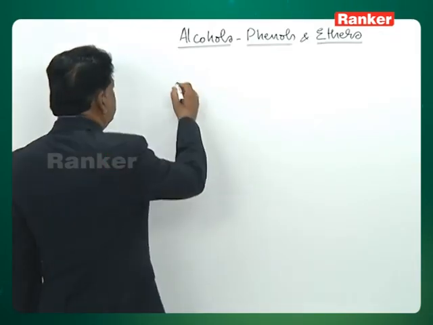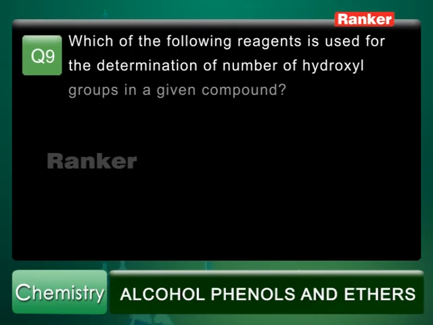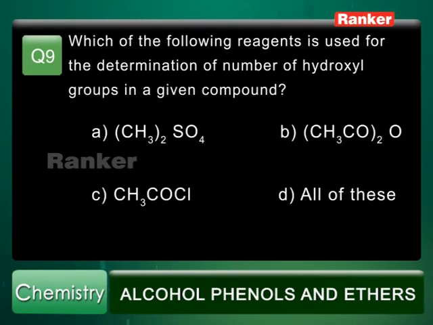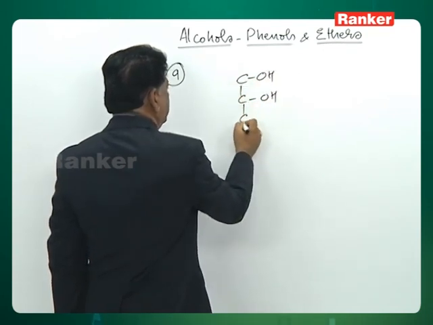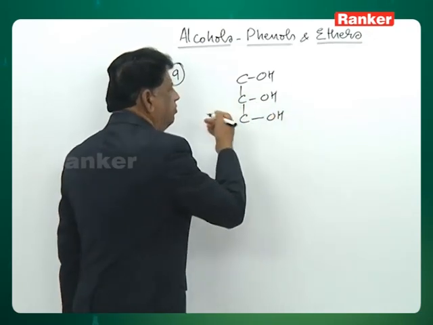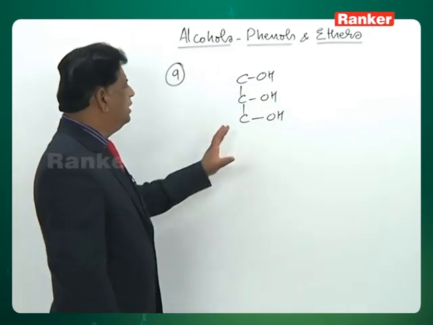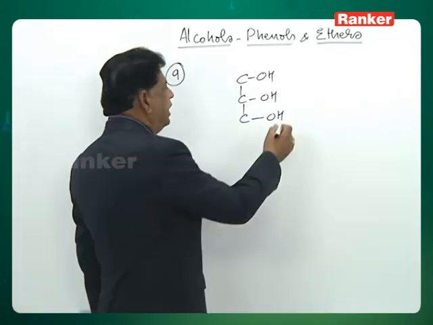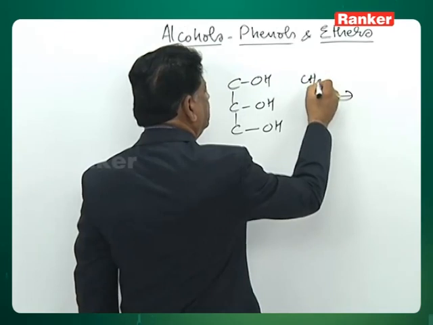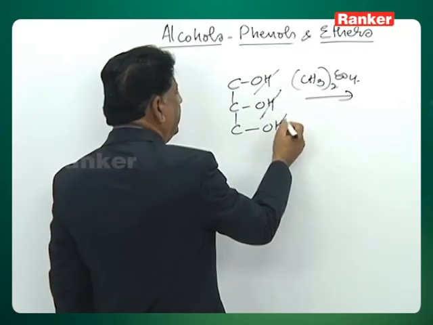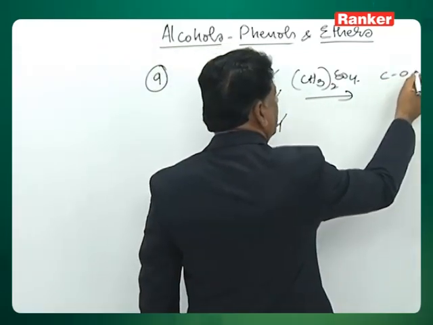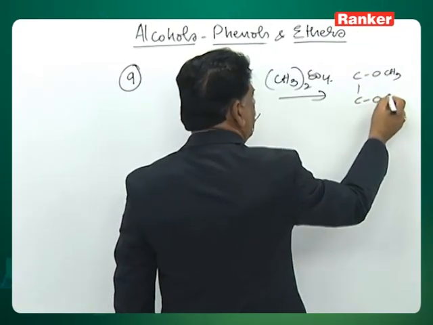So let's go for question number 9. The question is: which of the following reagents is used for the determination of the number of hydroxyl groups in a given compound? For example, glycerol has 3 OHs, ethylene glycol has 2 OHs, and methanol has only 1 OH. If you treat glycerol with dimethyl sulfate, what happens? All these hydrogens get methylated: OCH3, OCH3 and so on.